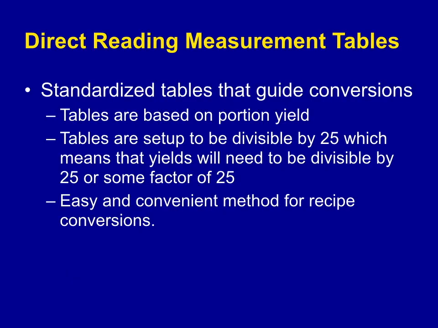So direct reading measurement tables are yet another way to scale up or scale down a recipe. So these tables provide easy conversions. The tables are typically set up to be divisible by 25, so 25, 50, 75, 100. You would look at the table and it would tell you how much of the ingredient you would need at different yield sizes, so 25, 50, 75. So this is a really easy and convenient method for recipe conversion.